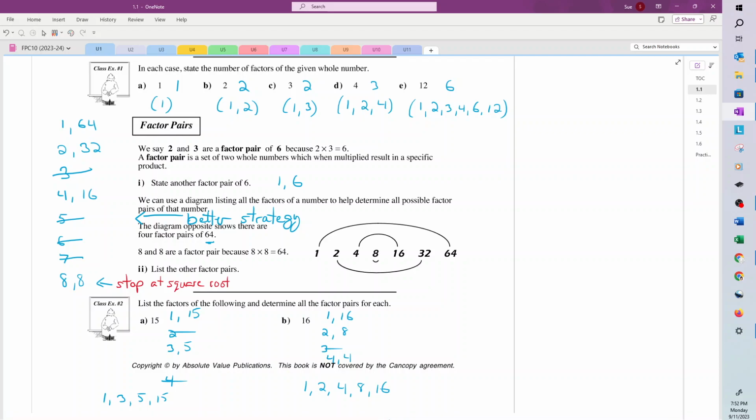Being able to write them in factor pairs, as I've done up here on the left, is going to be really important later in this course. So it's a good strategy to be practicing now. Okay. Next page.